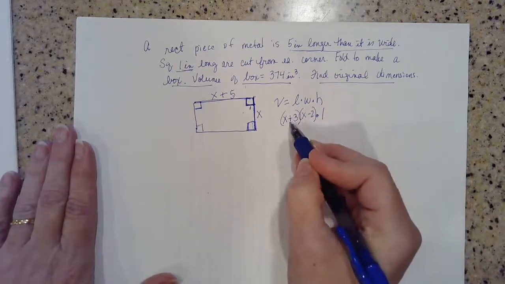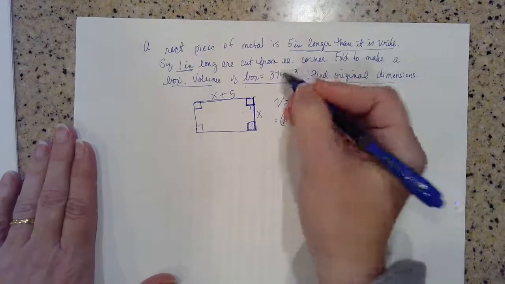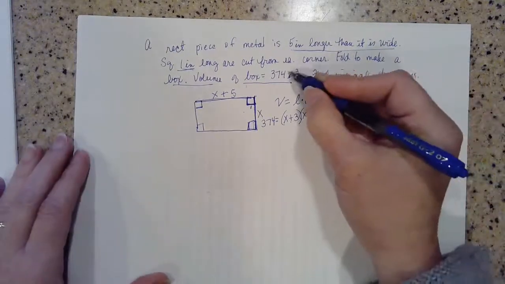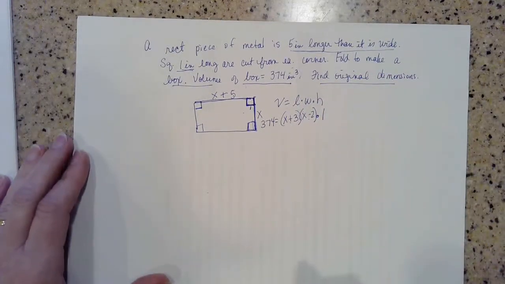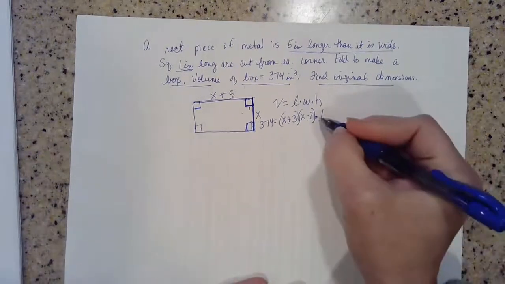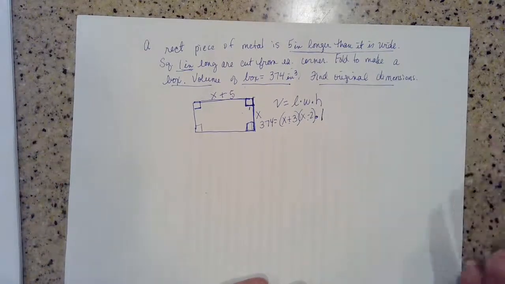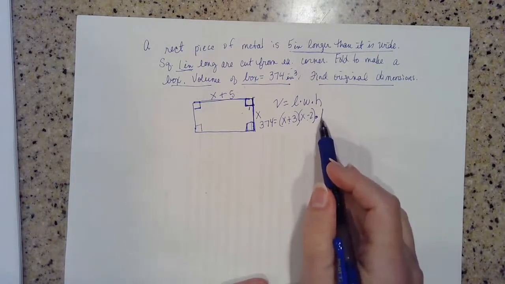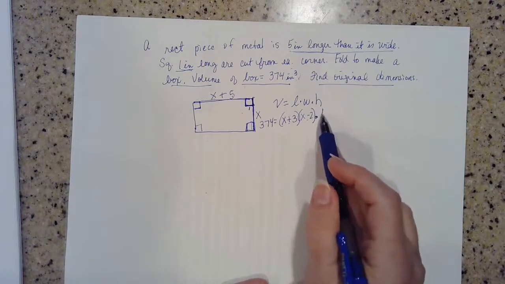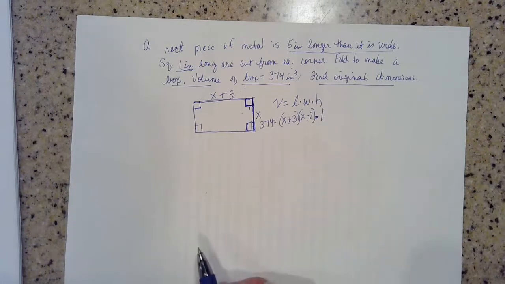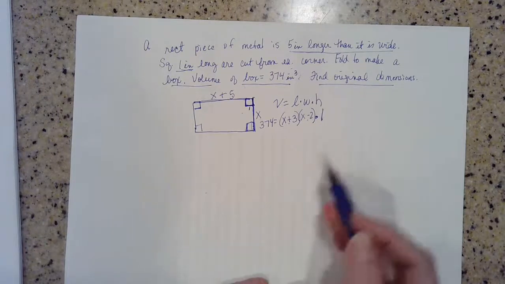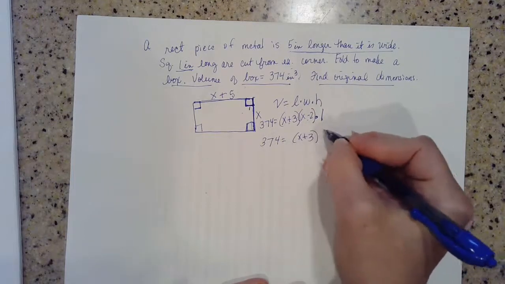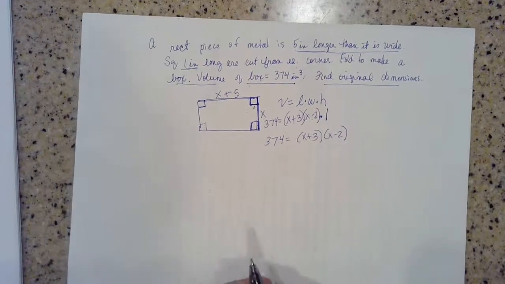So now we have our length, width, and height represented, and the volume was given in the problem as 374, in cubic inches. We don't need to write the units here. Since it's times 1, that just disappears, because anything times 1 stays as is. But if you have another number in your example, say a 2 or a 3, you want to divide that on each side to simplify before you continue. So we have 374 equals x plus 3 times x minus 2. Now we've got an equation we can solve.